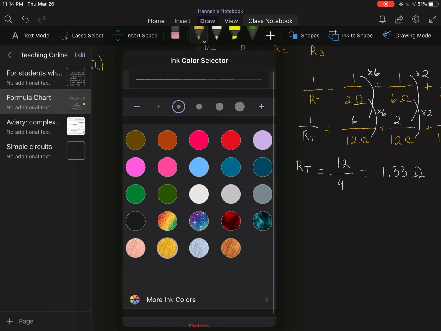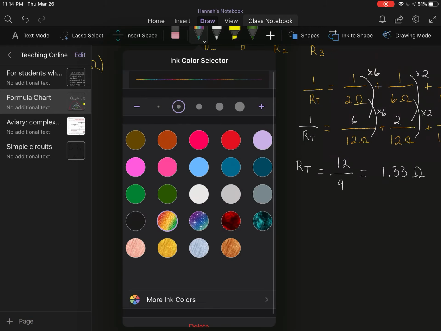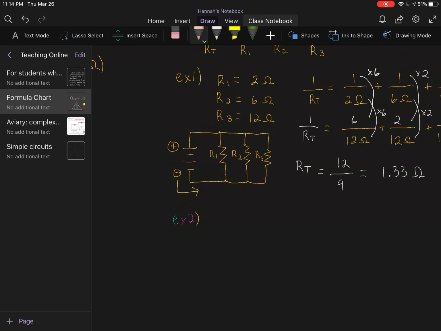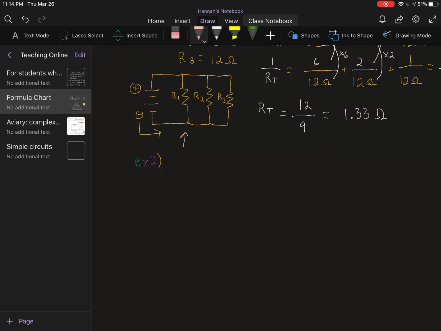Now let's say in a different example, this time, let's use a nice distracting rainbow color. Okay, this time we're doing example number 2, and that's actually maybe too distracting. Okay, we'll use, options to the point of paralysis, right? So for example 2, we're looking at the same overall circuit outline, but our resistances are what's going to be different this time.